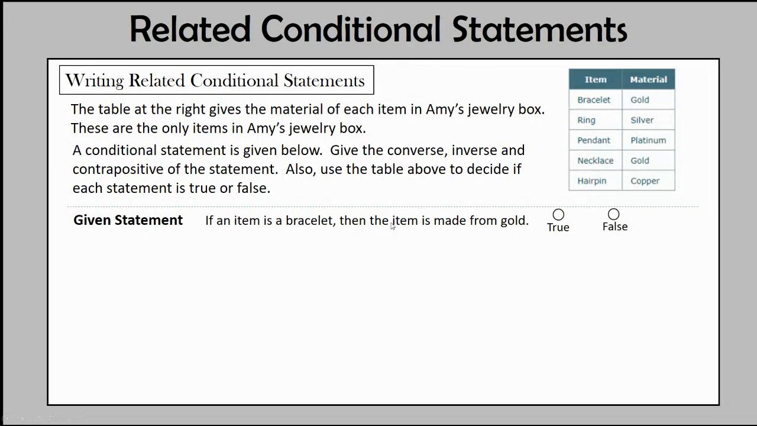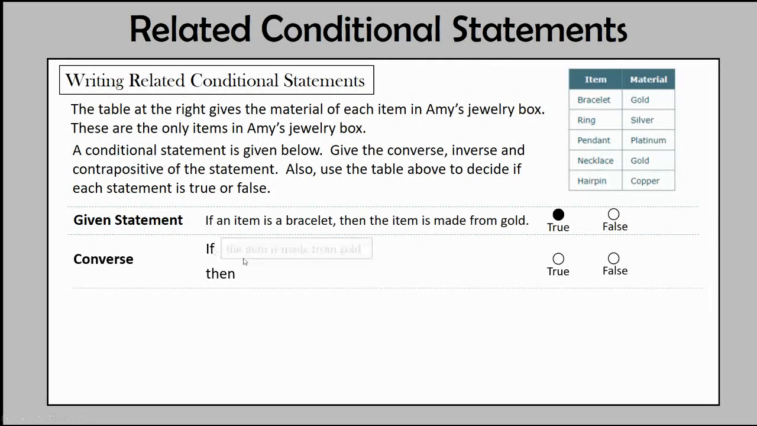So here are our statements, right? The given statement, and then we're going to figure out its truth value using this. The given statement: if an item is a bracelet, then the item is made of gold. So the bracelet in her jewelry box is made of gold. There are no other bracelets here. It's the only one. So the bracelet is made of gold. That's true.